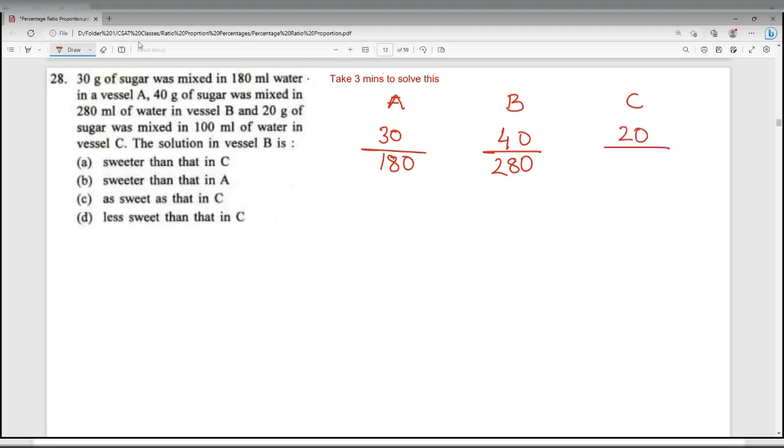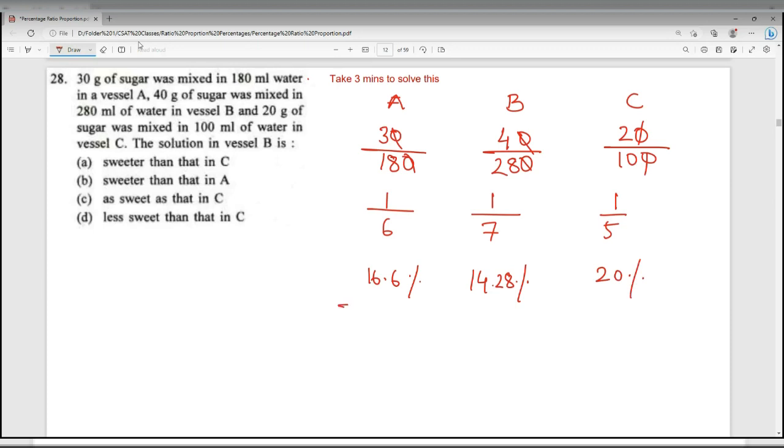This is 20 divided by 100. So let's simplify this. This is 3 1s are 3, 6. This becomes 1 by 6. This is 4 1s are 4, 7s. And this is 1 by 5. 2 1s are 2, 5s. And if you convert this into percentages, this would be approximately 16.6%. This would be 14.28%. And this is 20%.